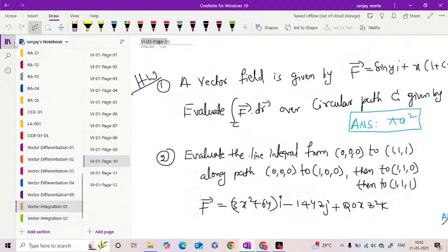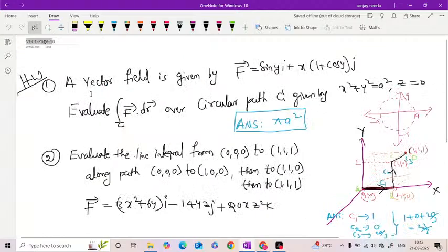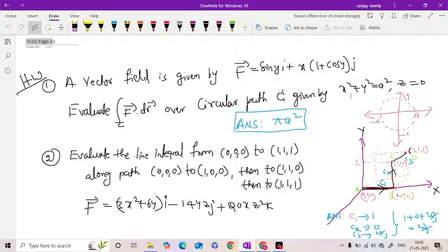And the fourth problem, I have given as homework. So a vector field is given by f is equal to sin y i plus x into 1 plus cos y j, and the circular path x square plus y square is equal to a square and z is equal to 0, and the result is pi a square.